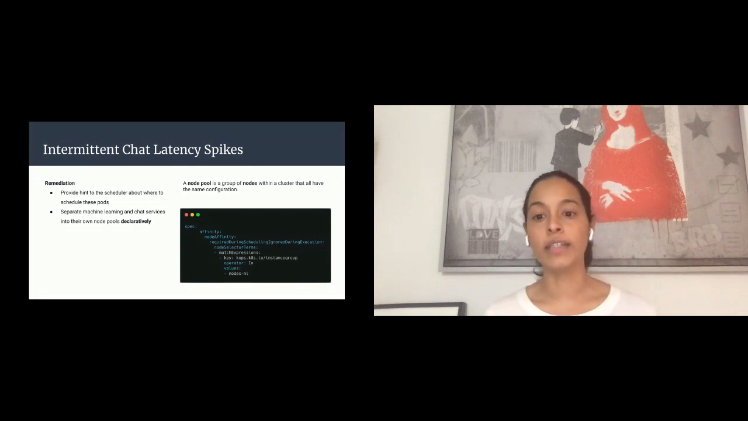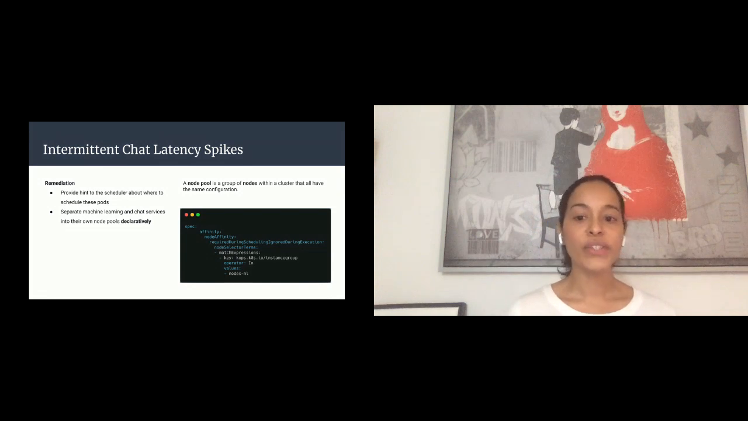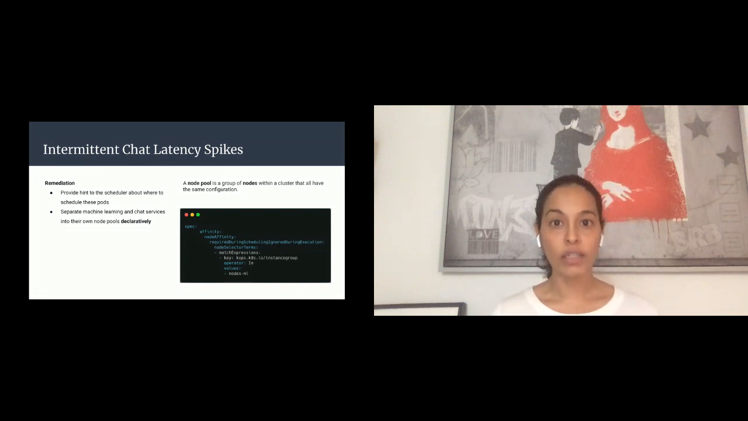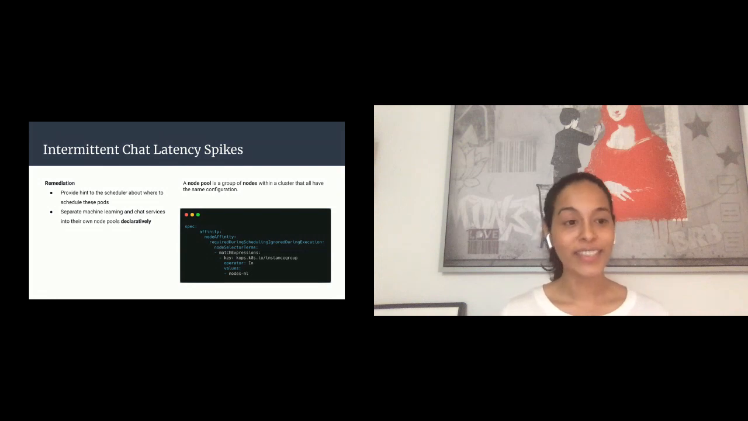And we are saying that please choose a node for this pod where the node matches the instance group in nodes ML, which means please give me a node from the nodes ML node pool. What this meant was we would never then run machine learning services and chat services on the same nodes, and therefore we don't give them a chance to clobber each other and can maintain our chat SLA.